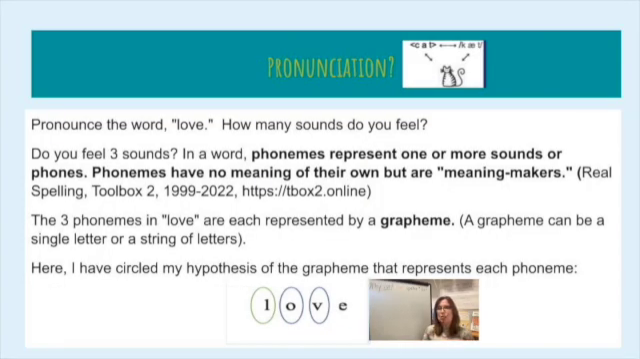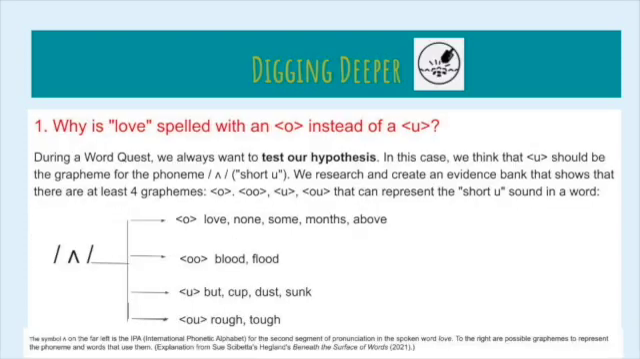Our final question of structured word inquiry is, how is the pronunciation represented? Say the word love. How many sounds do you feel? It might help to touch your cheek as you say the word love. Do you feel 3 sounds? Each of those phonemes or sounds are represented by a grapheme, which is a letter or letters. Here is my hypothesis about the grapheme that I think represents each phoneme in love. We still haven't answered our question, why is love spelled with an O instead of a U?